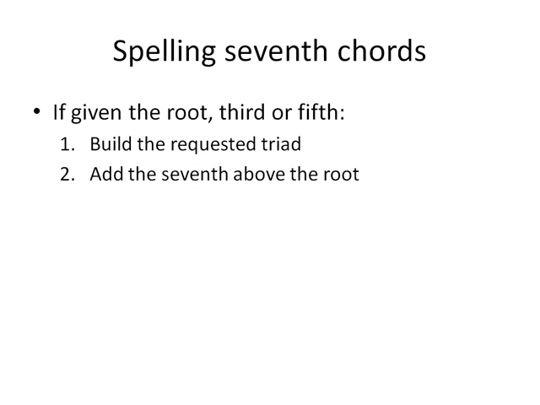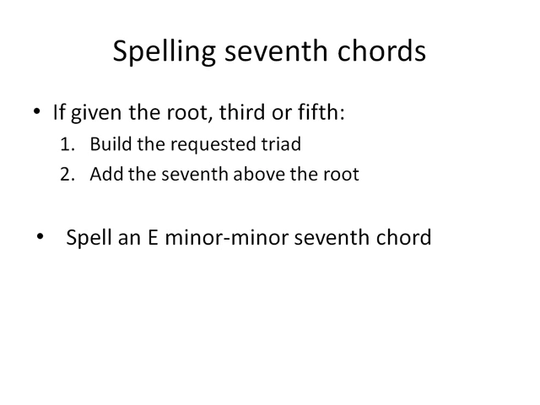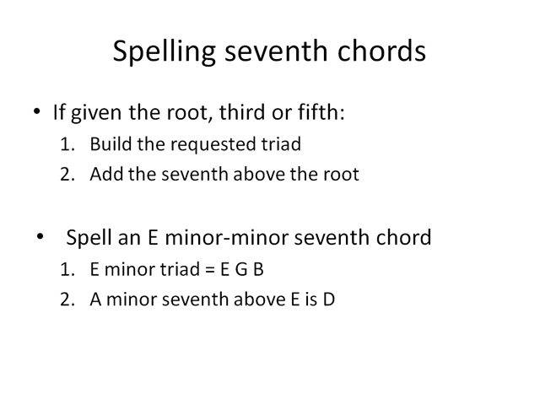To spell seventh chords, all you need to do is spell the requested triad and then add a seventh above the root of that triad. For example, if you were asked to spell an E minor seventh chord, you would first spell an E minor triad, E, G, B, and then you would add a minor seventh above E, which is D. An E minor seventh chord is thus E, G, B, D.